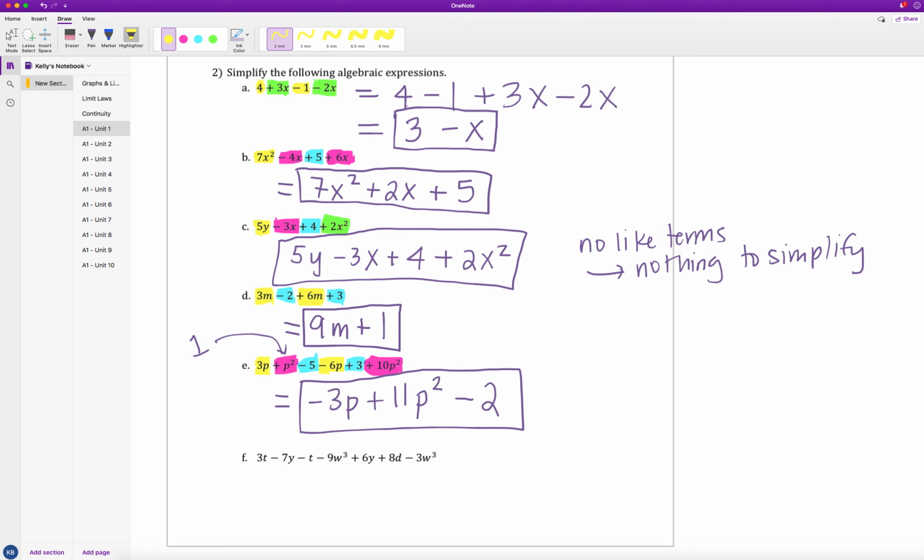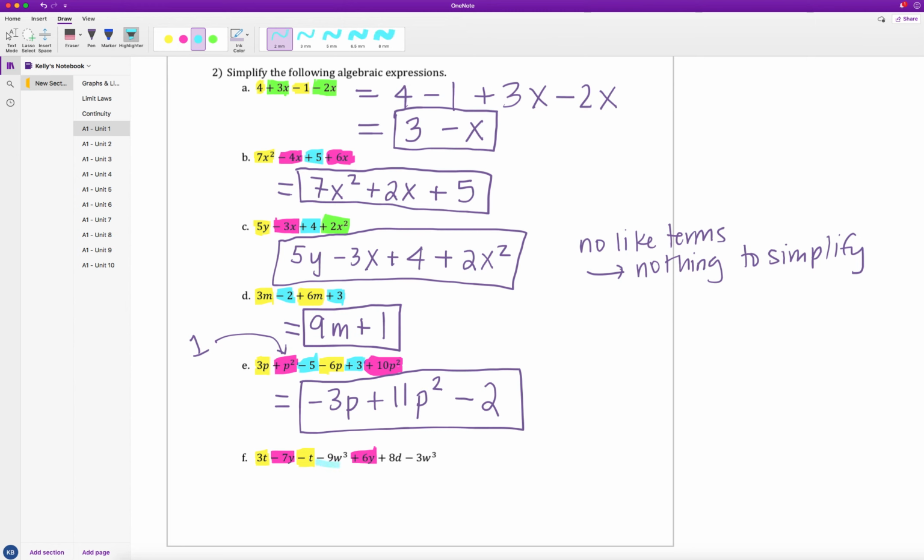Okay, so let's check 2F. So I'm going to start with our 3t. Do I have any other like terms that go with our 3t? We also have this negative t, so I can combine them with that guy. And then no other like terms with them, so those 2 will get combined. Now let's look at our negative 7y. Our negative 7y can get combined with our positive 6y, so those guys are like terms.